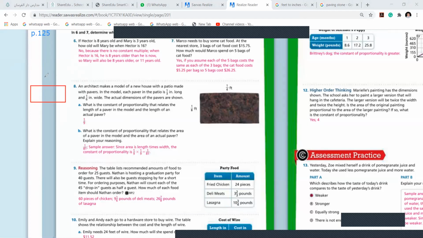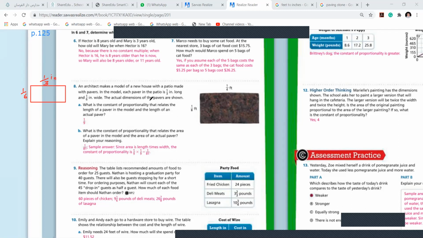1/3 meter long. Sorry, 1/3 inches long. This is the length. And how much is the width? 1/6. This is before; the architect made a model of the new house. But later, the actual ones are these. When they buy the paving stone, the actual dimensions are 1/4 feet and 1/8 feet. Okay? Did you understand? Yes.